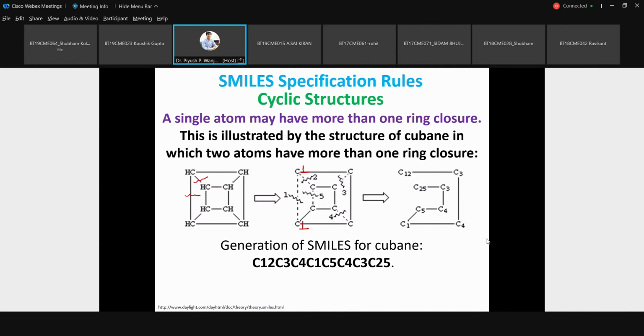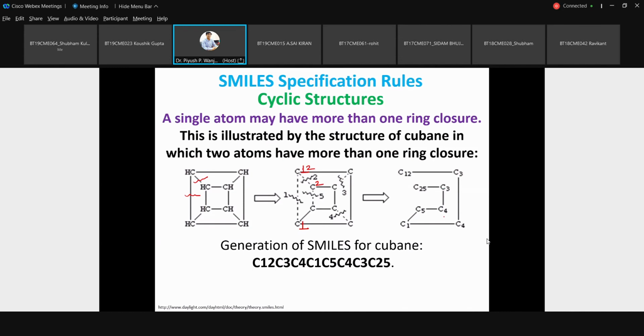One already existed, so one more number was added further. So this is not 12. You can consider this as C1, 2, C12, and here you have given the number 2. So here it was C1, it became C12 and it became C2. Then later on you have another bond breaking here, 3. So this became C3, C3.